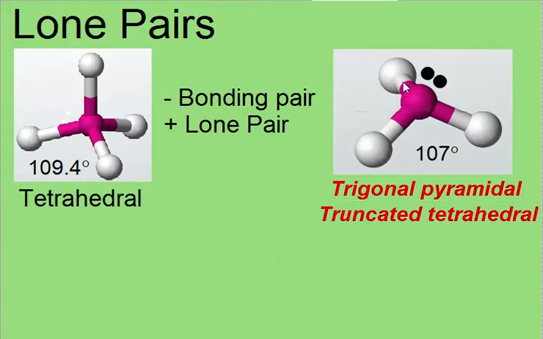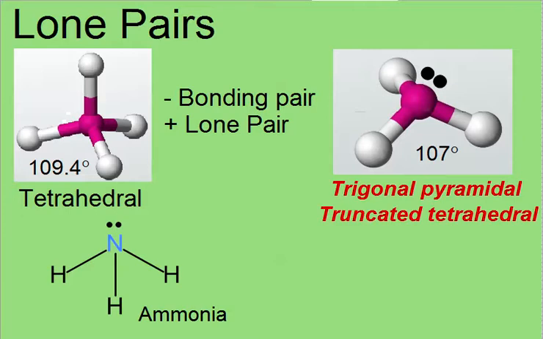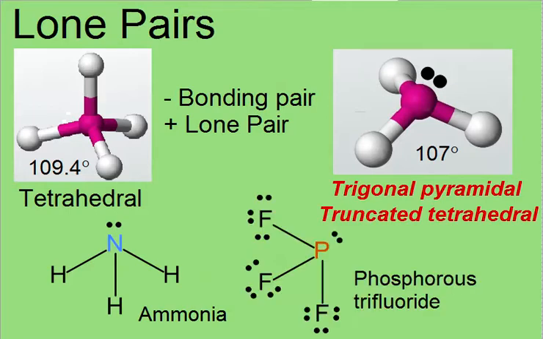And if you have the same combination of bonding pairs and lone pairs, 3 bonds and a lone pair, we get the same shape and bond angle each time. And we've seen this already with ammonia, a lone pair and 3 chemical bonds, and phosphorus trifluoride, a lone pair and 3 chemical bonds. The bond angle shrinks to 107 degrees, and we now call it trigonal pyramidal or truncated tetrahedral.